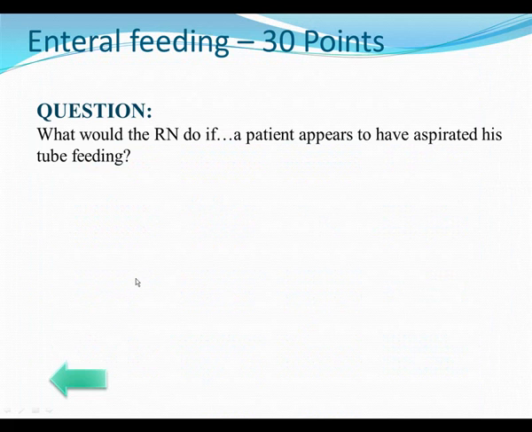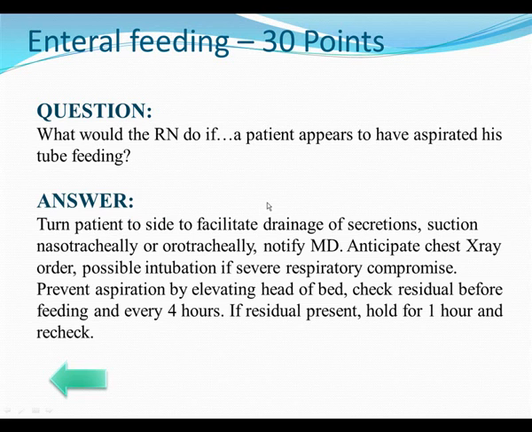What would you do if your patient appears to have aspirated his tube feeding? And this is scary and this is bad, and we know people can die from this. Turn your patient on the side, because if there's stuff in that oropharynx, you want it to come out. You don't want it to be stuck in there. Turn him on his side, suction him out. You may have to get a nasotracheal suction or an oral tracheal suction kit out and suction him out, or you may be able to get it with a yanker. Just get in there and get out what needs to get out.